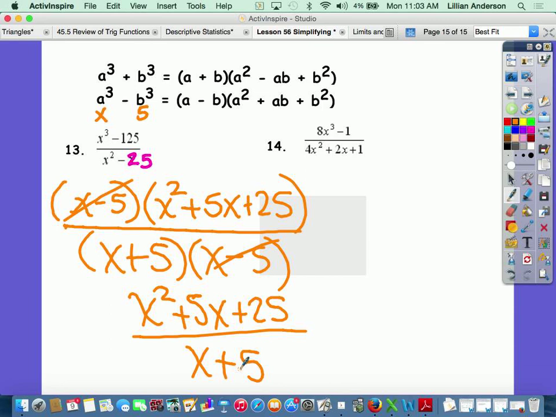I can't go any further than this. I thought that was a cube squared. I thought that was a cube, not squared. This is a perfect square, but I still can't cancel.